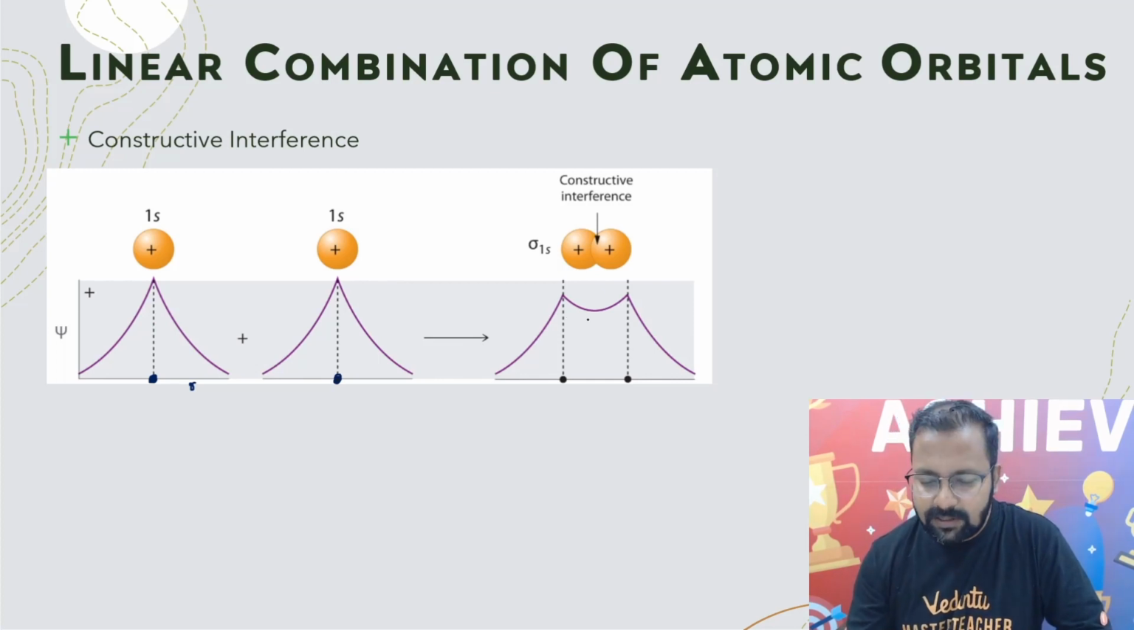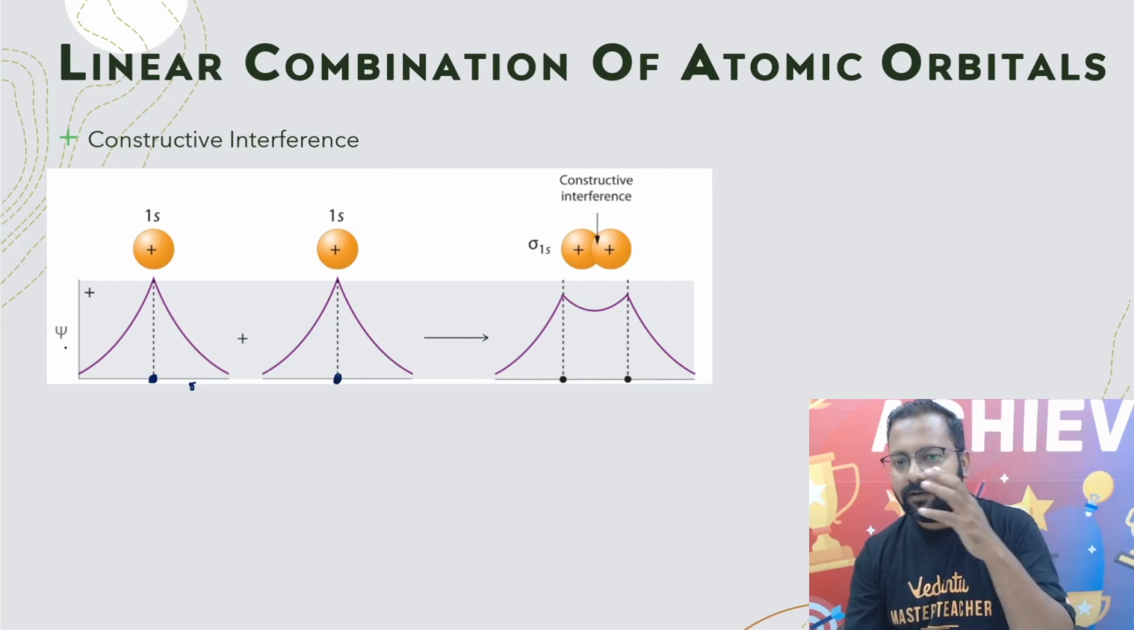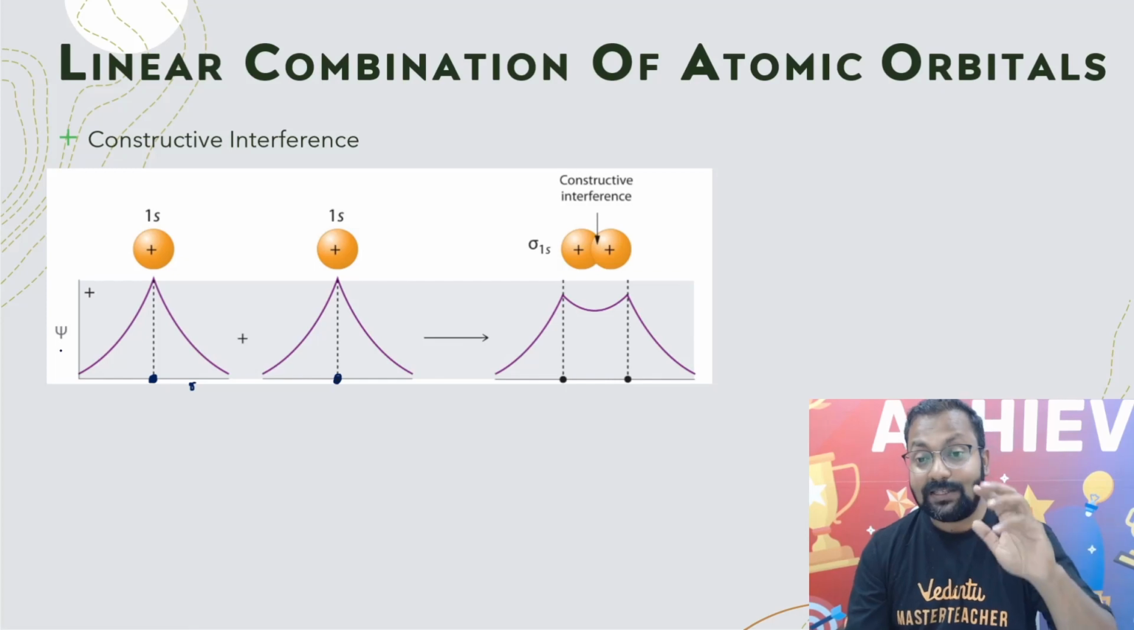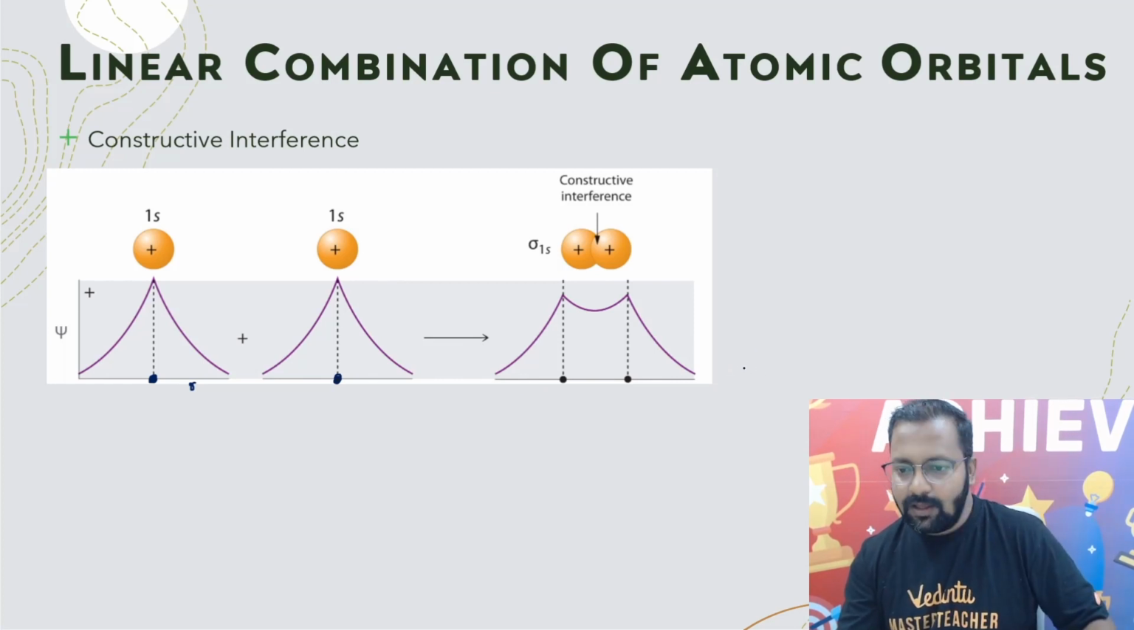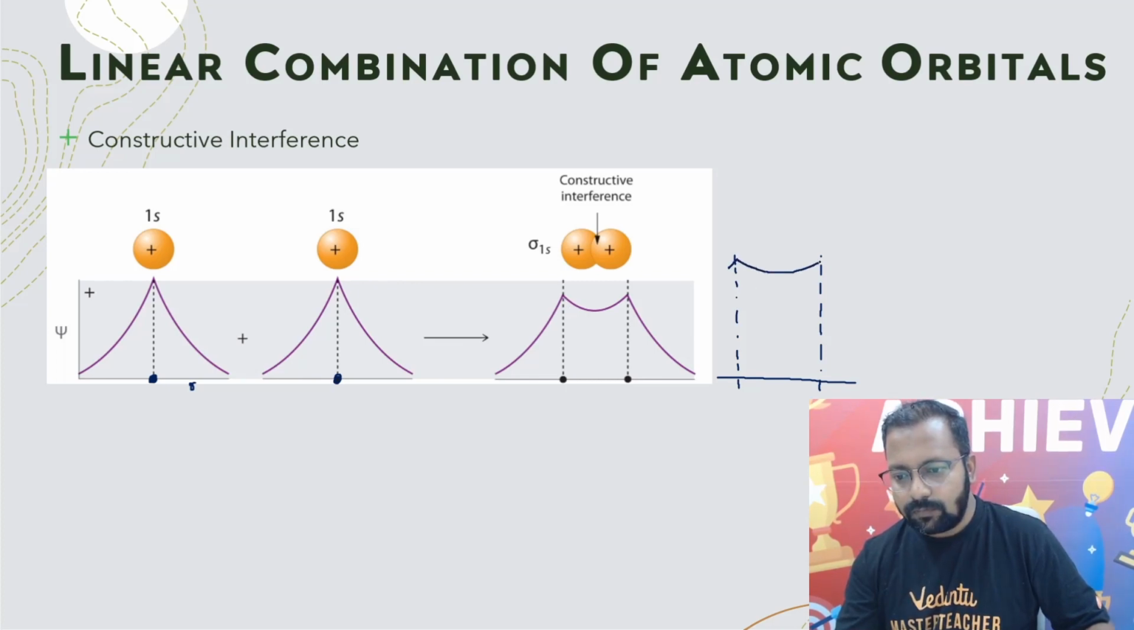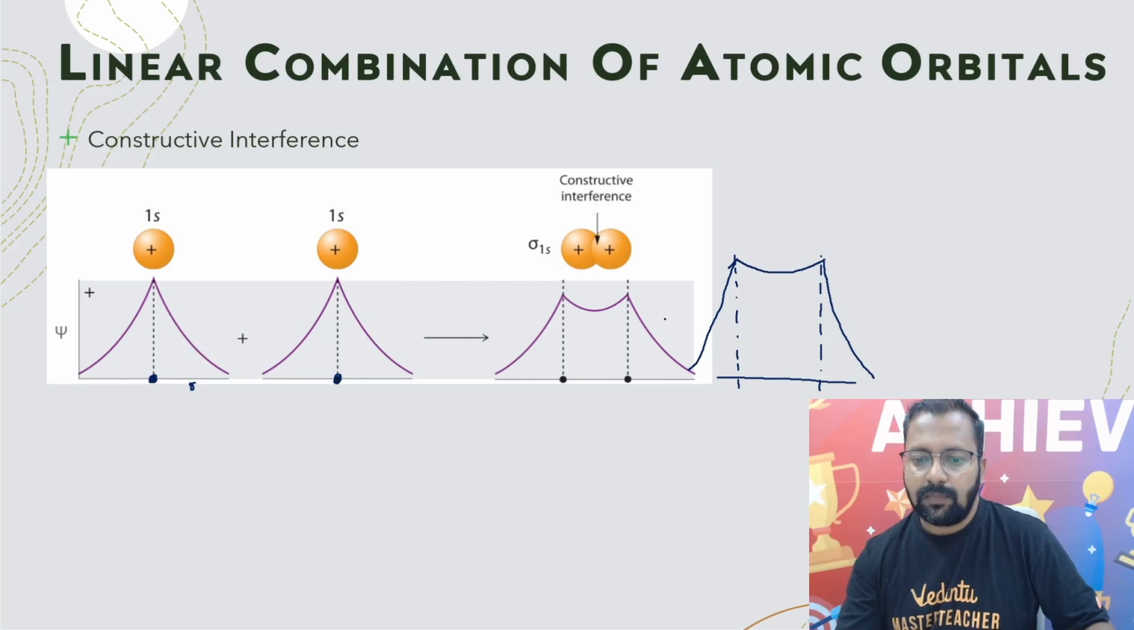What does this plot tell us? See, psi does not have a real meaning, but psi square does. So if I take the square of this, this will increase even more. And this will go like this. Okay, this is psi square versus r plot.